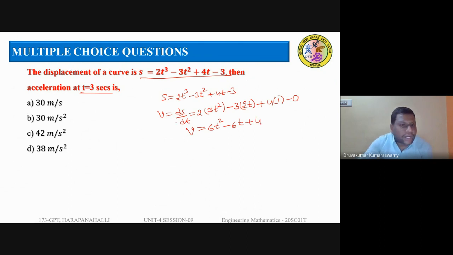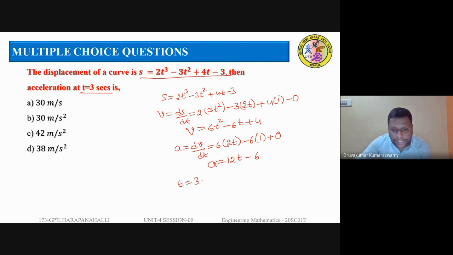We do not need to find velocity again here because they are asking only acceleration. So again differentiate this with respect to t, we get acceleration. So dv by dt. That is 6 into differentiation of t square is 2t, minus 6 into differentiation of t is 1, and differentiation of 4 is 0. So that is 6 into 2 is 12t minus 6. That is acceleration. Now when t is equal to 3 seconds, we have acceleration is equal to 12 into 3 minus 6. So 12 into 3 means it is 36 minus 6. So the answer is 30.